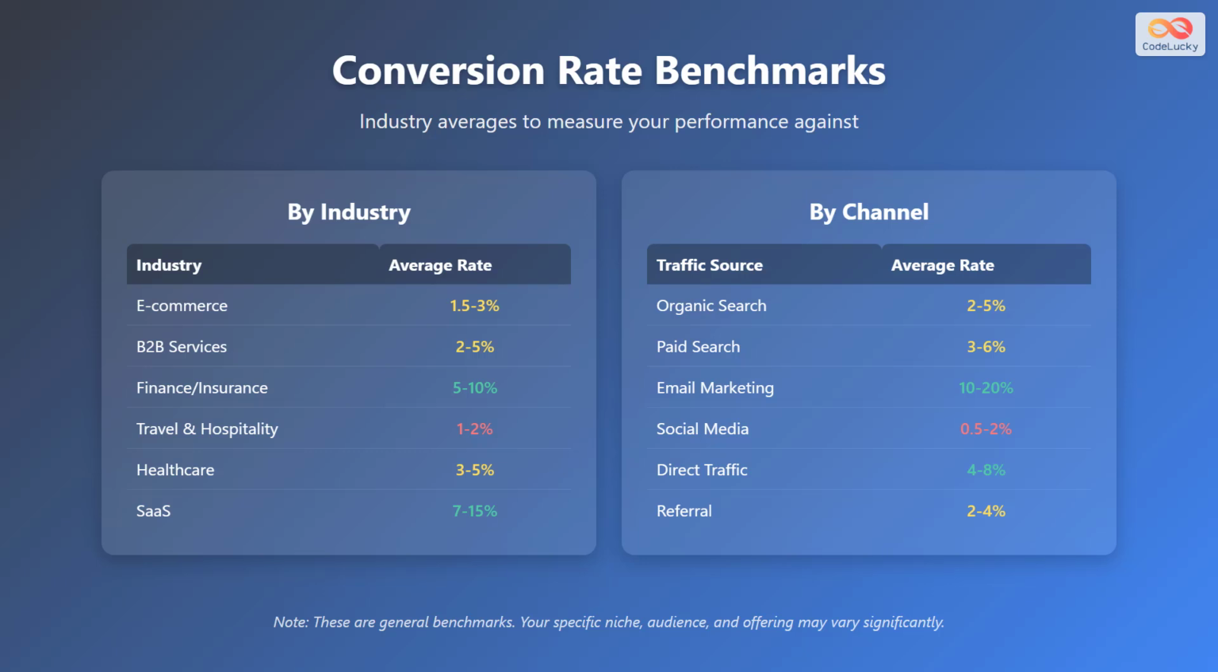For social media, it's 0.5 to 2%. For direct traffic, it's 4 to 8%. And for referral traffic, it's 2 to 4%. Keep in mind that these are general benchmarks, and your specific niche, audience, and offering may vary significantly.